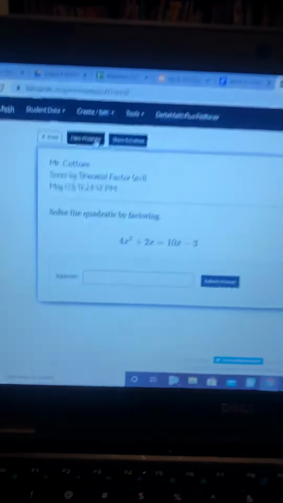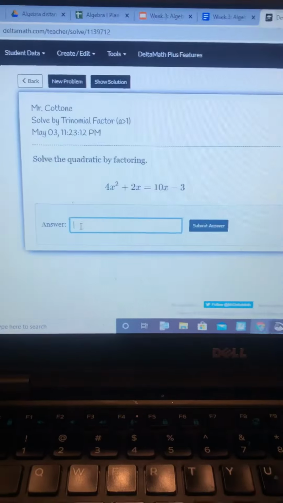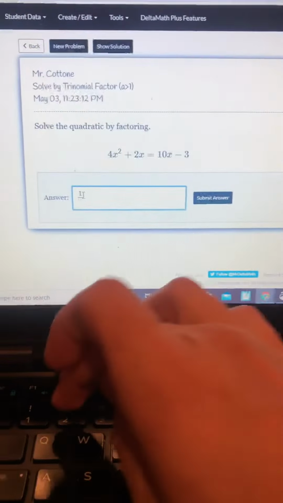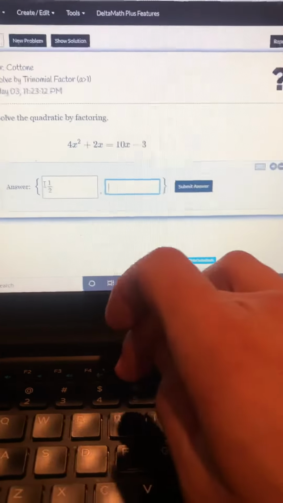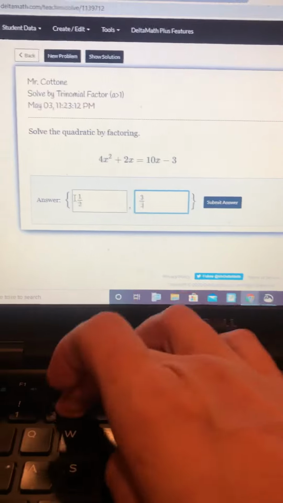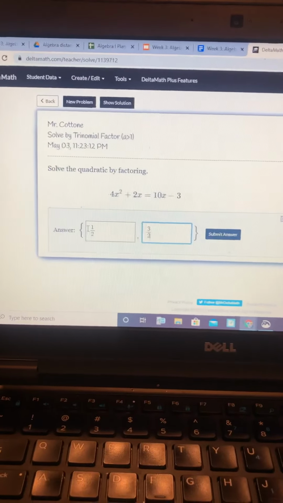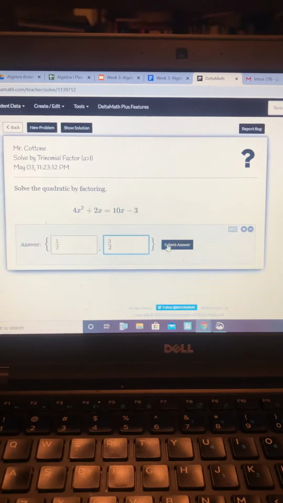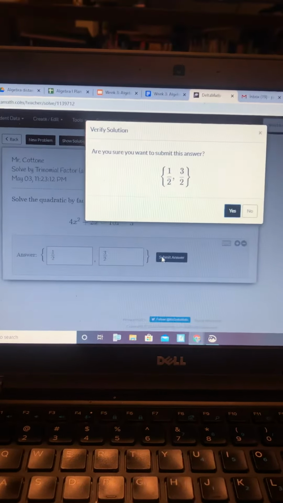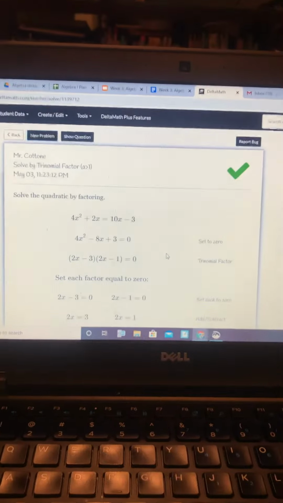So I'll come over to my computer now. I'll put in 1/2 by doing 1 divided by 2. I'll then hit the comma to get a second answer, and then I'll do 3 divided by 2. And I'll hit enter. I'll try it again there. There we go. And those are my two solutions, and I am correct.